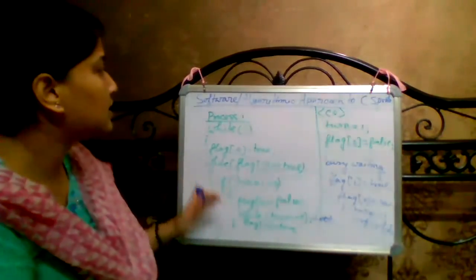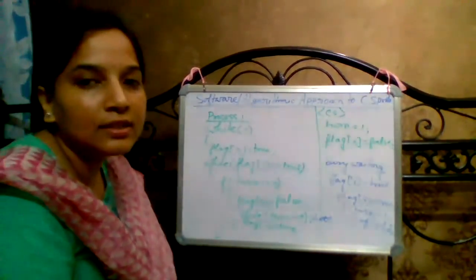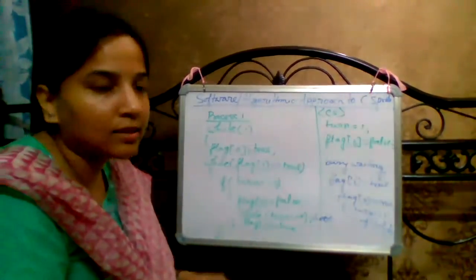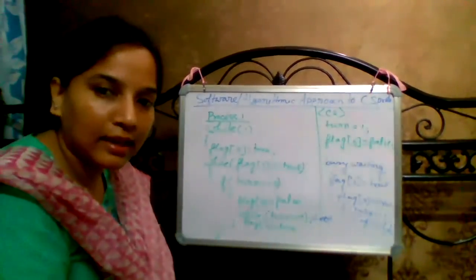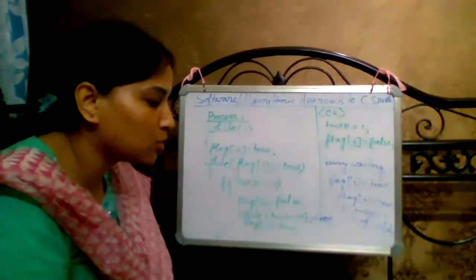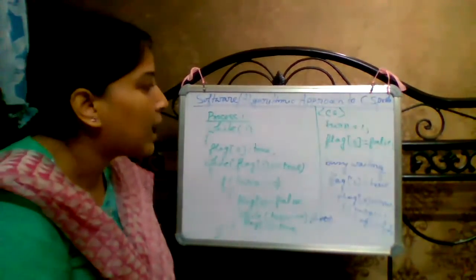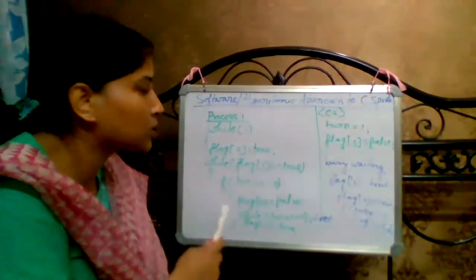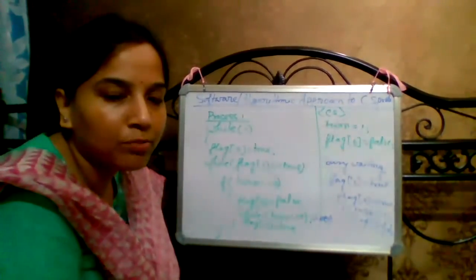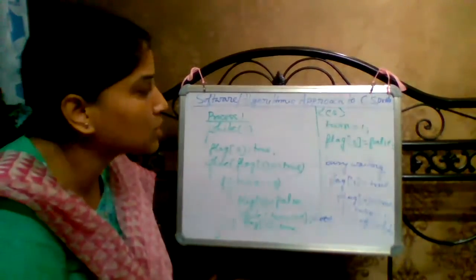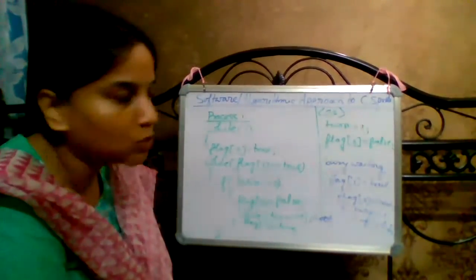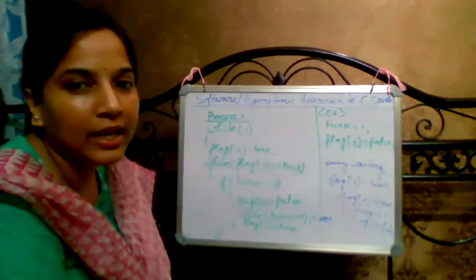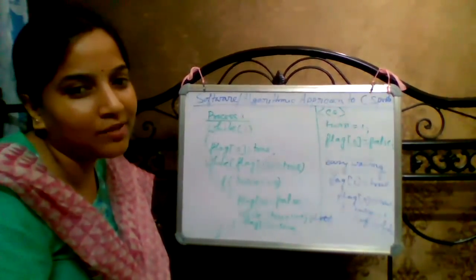That solves the problems: both processes don't enter at a time, so mutual exclusion is overcome here. If the value of turn is 0, process 1 can enter. If the value of turn is 1, process 2 can enter. So turn decides which process will enter its critical section. Okay, thank you.